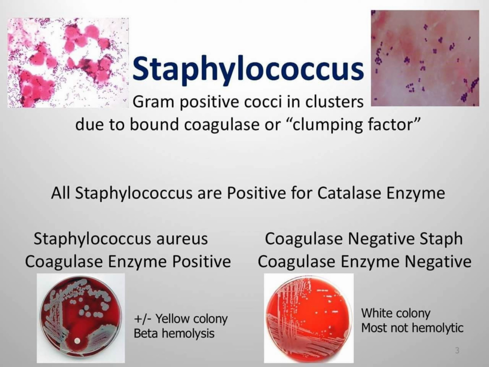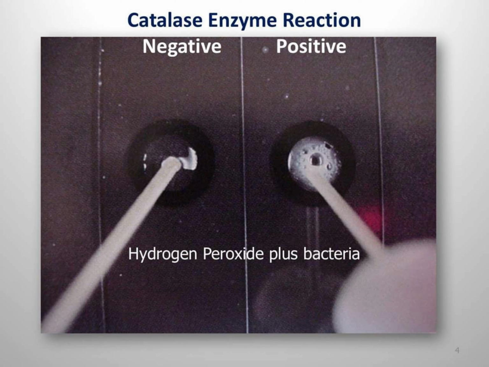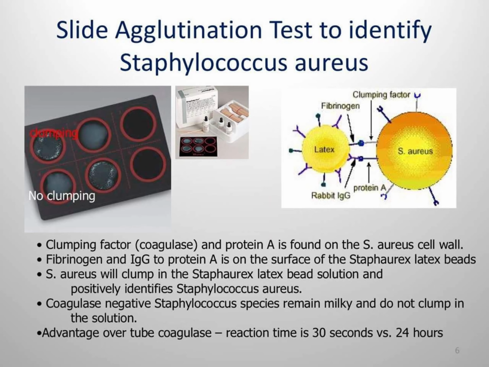Treatment for staph infections typically involves antibiotics, although the choice of antibiotic may depend on the specific strain of bacteria and its sensitivity to different drugs. The slide agglutination test is a laboratory technique used to identify bacterial species based on their ability to agglutinate, or clump together, in the presence of specific antibodies. This test is commonly used to identify bacterial infections and to determine the effectiveness of vaccines.